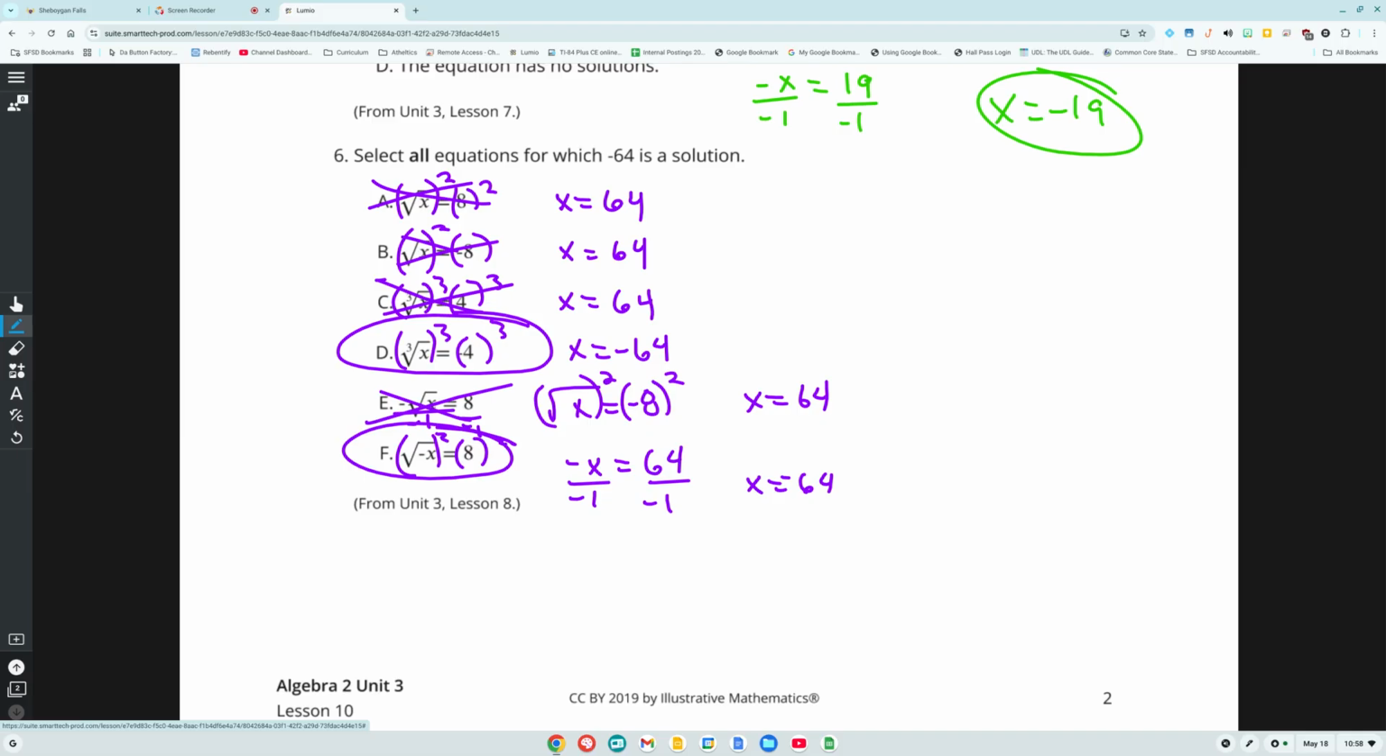And there's your homework assignment from lesson 10, the first lesson in which we started looking at imaginary numbers.